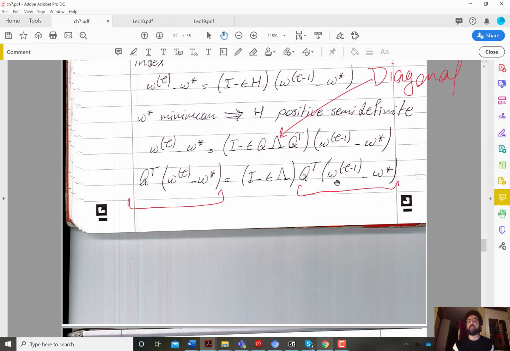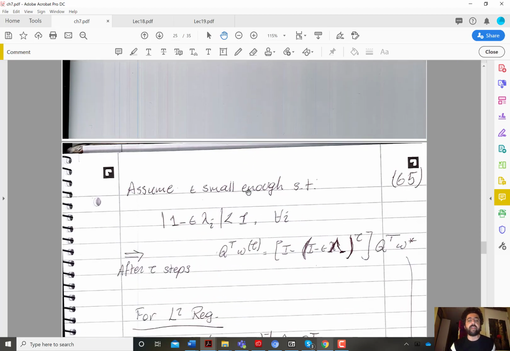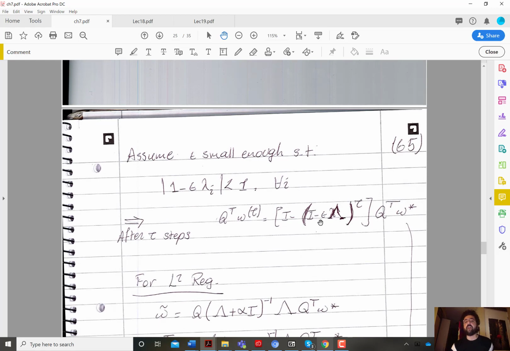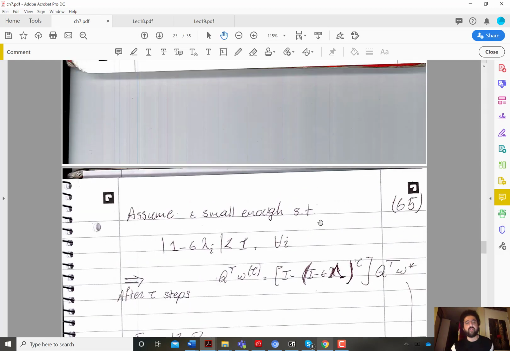So if I start with omega 0 equals 0, then that term, if tau equals 1, will be minus omega star, right? So I will start with minus Q transpose omega star times I minus epsilon lambda. And then that becomes Q transpose times omega 1 minus omega star. Now when tau equals 2, I multiply the same thing, which was, remember, minus Q transpose omega star times I minus epsilon lambda. I multiply it again by I minus epsilon lambda, right? So in the tau time step, I'm getting I minus epsilon lambda to the tau, right?